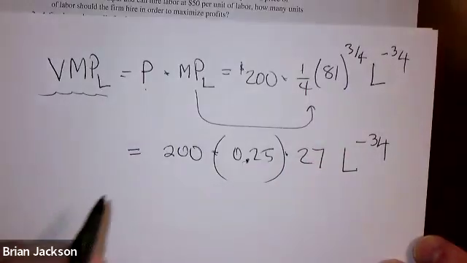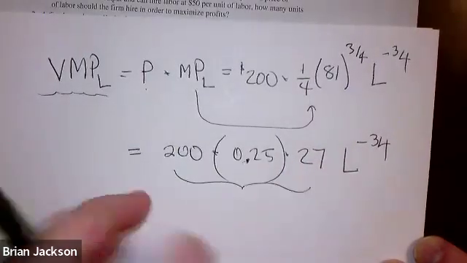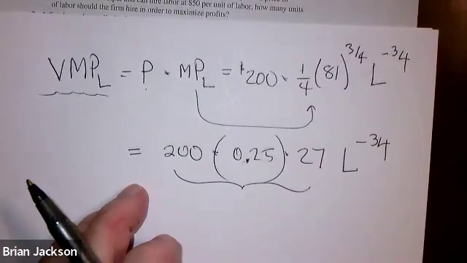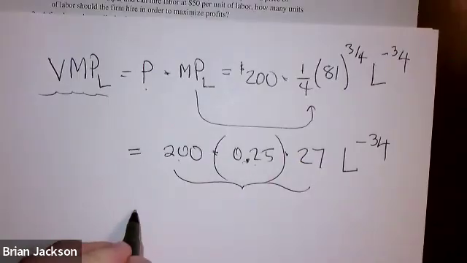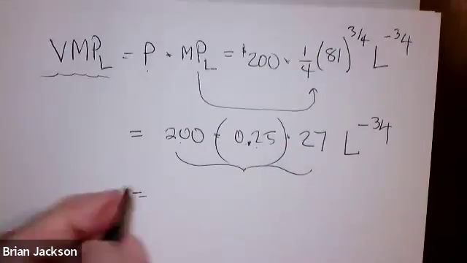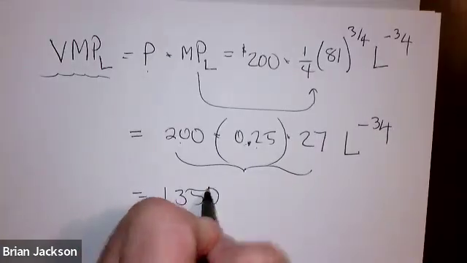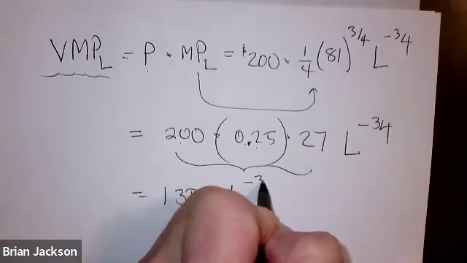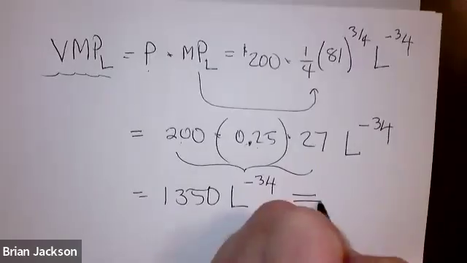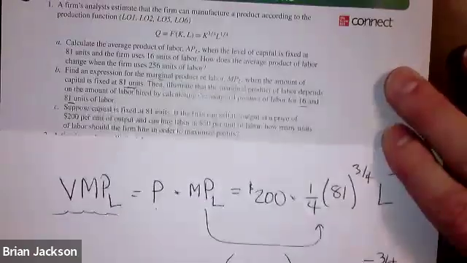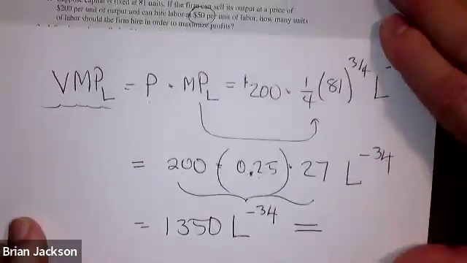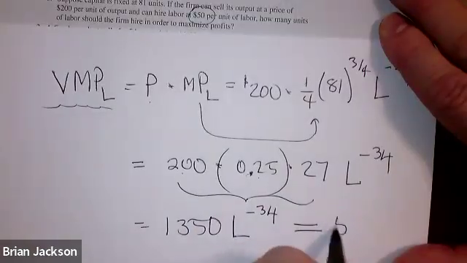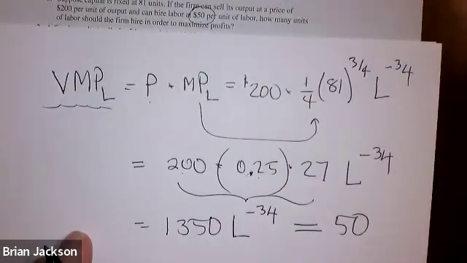Okay, that's the value of the marginal product. So let's combine these constants here, kind of get those out of the way. I think if you multiply 200 times 0.25 times 27, you get 1350. So this is 1350 L to the -3/4. Now you set this equal to the wage. What are they telling us the wage is? How many workers do you want to hire when the wage is $50 a worker? So you set this equal to 50.